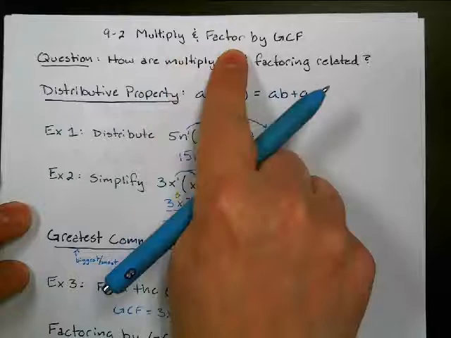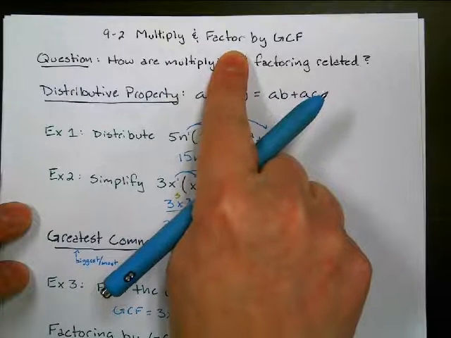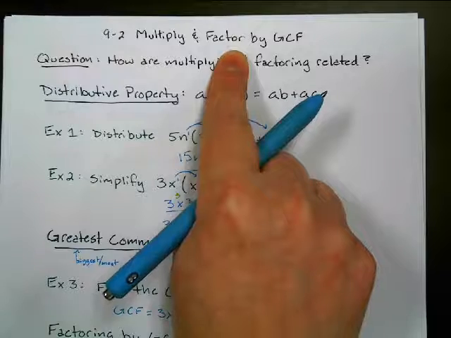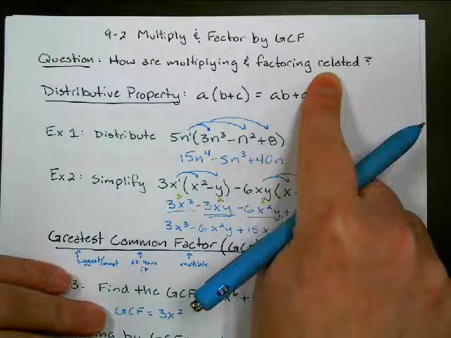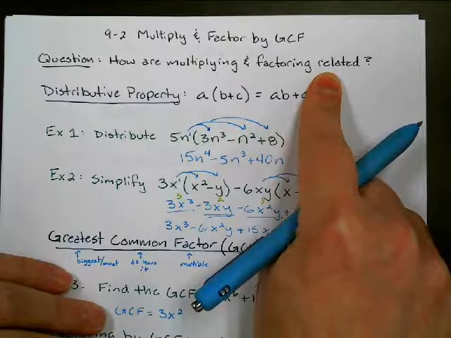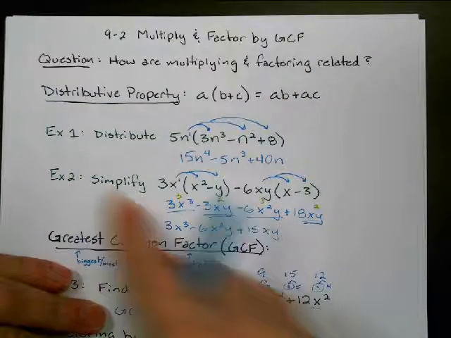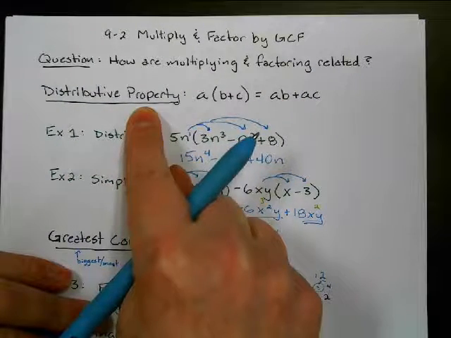Anyways, we're going to multiply and factor by GCF during this section. So our question is, how are multiplying and factoring related to each other? We're going to see that pretty quick. So we're going to start with multiplying using the distributive property.